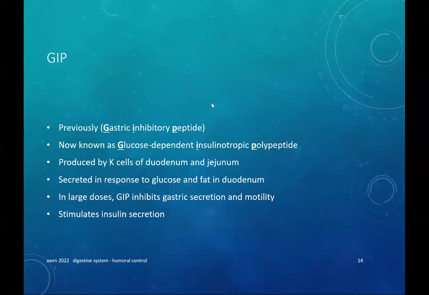So if you eat a diet that is rich in glucose and rich in fat, when it gets to the duodenum, that content is going to trigger the release of GIP. In large doses, GIP inhibits gastric secretion and inhibits gastric motility. And it also stimulates insulin secretion.